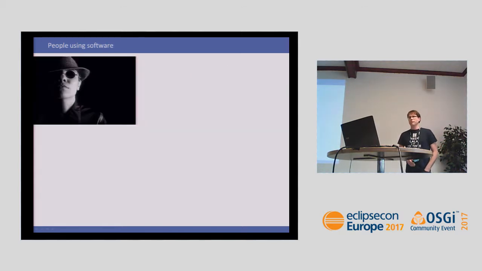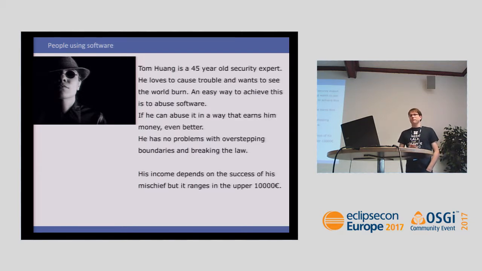Third kind of persona, which is also quite often overlooked, but no less important and fun to play with, is the abuser. Tom Wang is a 45-year-old security expert. He loves to cause trouble and wants to see the world burn. An easy way to achieve this is to abuse software. If he can abuse it in a way that earns him money, even better. He has no problems with overstepping boundaries and breaking the law. His income obviously depends on the success of his mischief, but ranges in the upper 10,000 euros, so he's good at what he does.